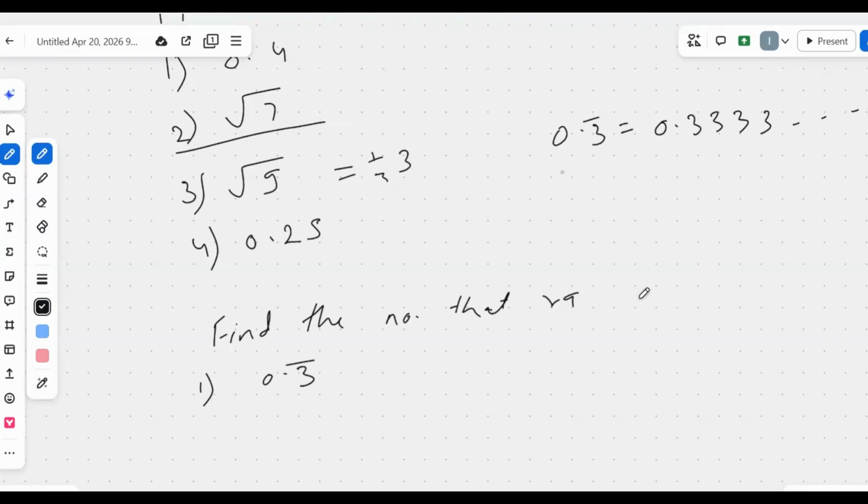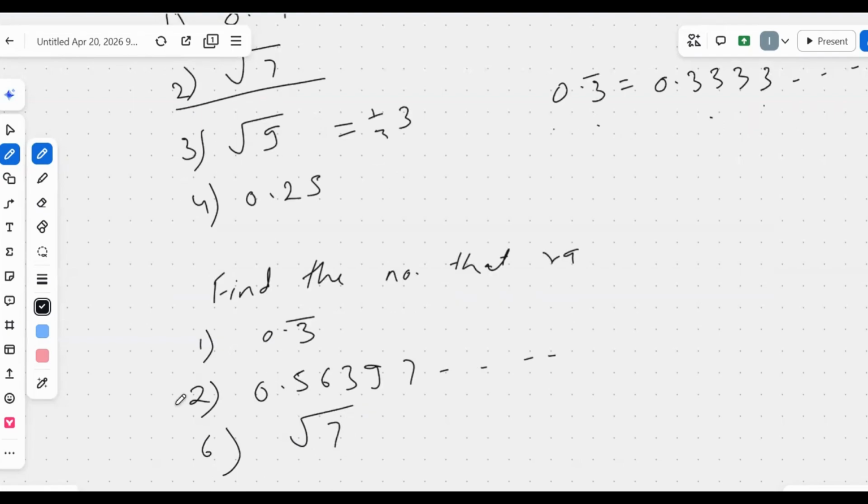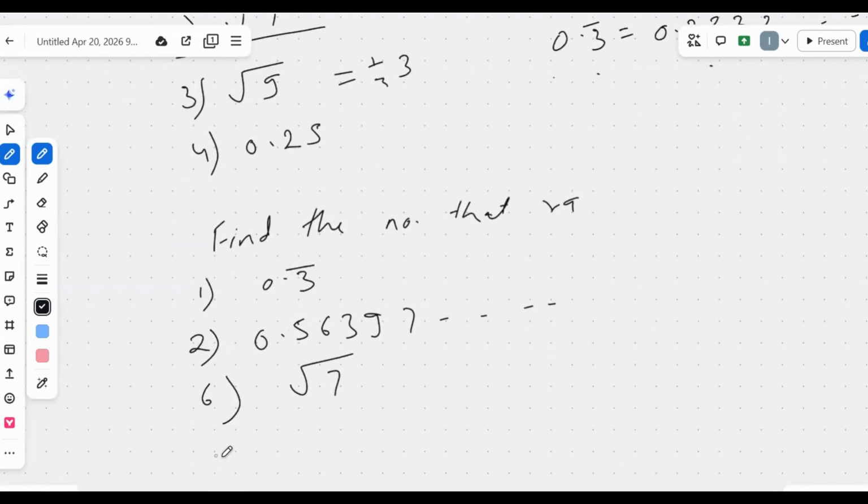So here, this one can be written in this format. Bar means a repeating number. Again, this one, if I'm going to say 1.563970, continue like this. Second one, here, root of 7. And the last, here, root of 2 root 2.